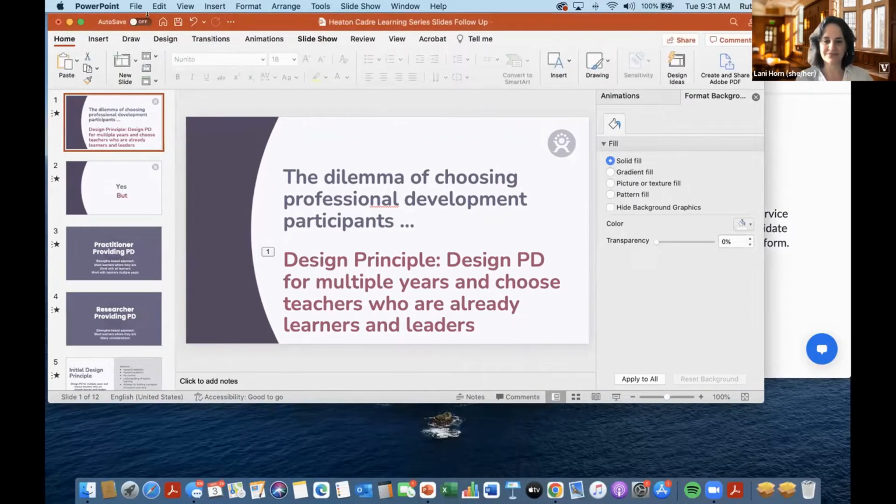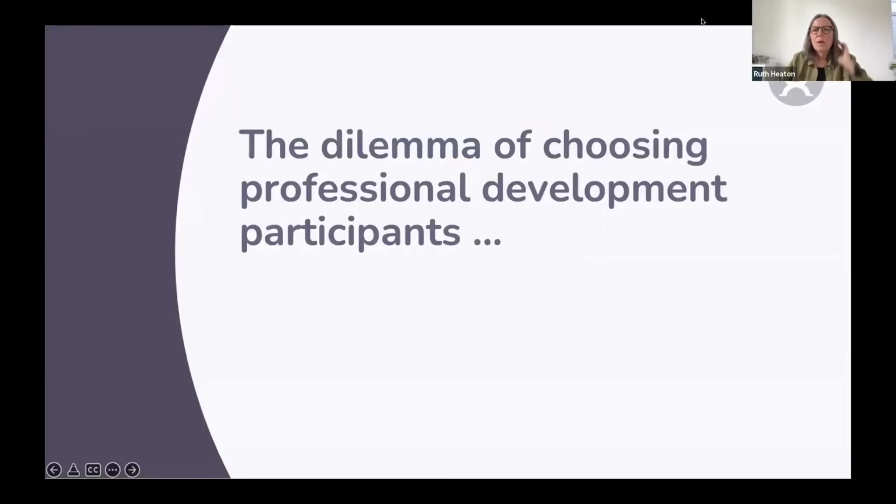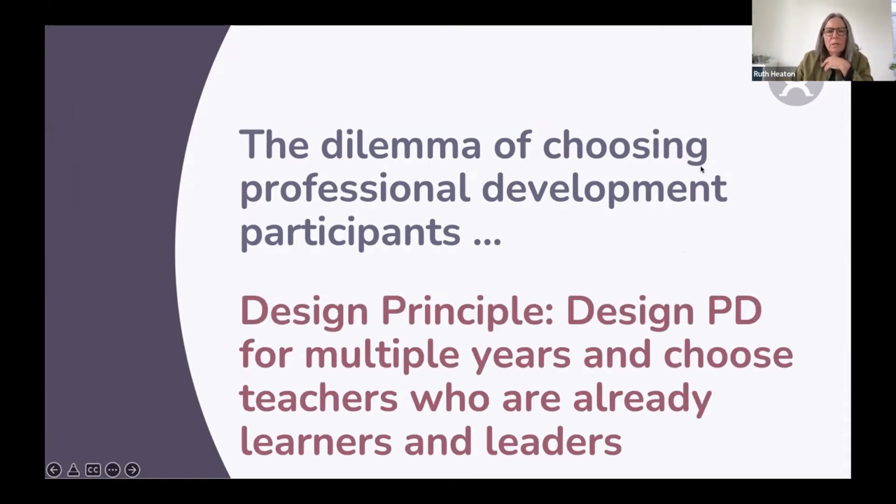Let me see. Okay, so I wanted to start with the dilemma. Oops. Oh, I don't know why it's not changing. Oh, okay. So here is the dilemma I started with and my design principle.